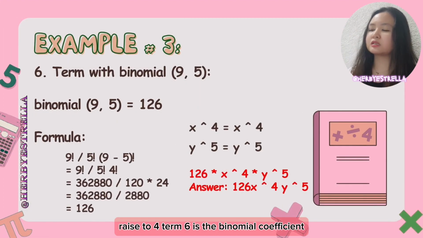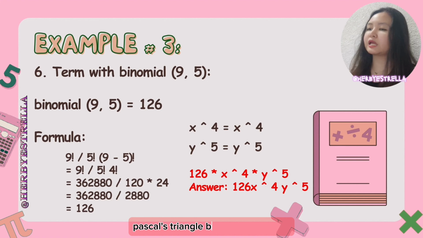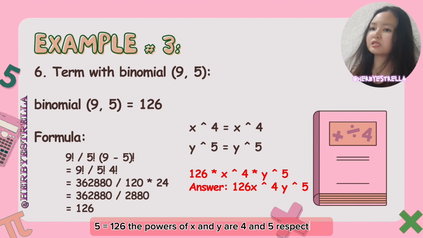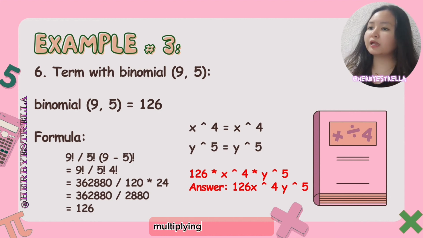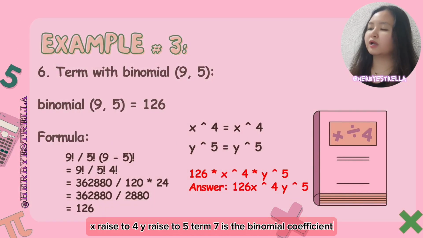Term 6: the binomial coefficient from Pascal's triangle, 9 choose 5, equals 126. The powers of x and y are 4 and 5 respectively. Multiplying this, we get 126x^4 y^5.